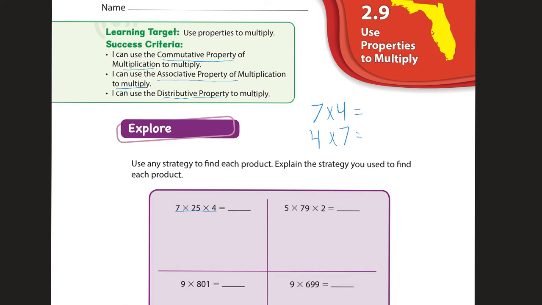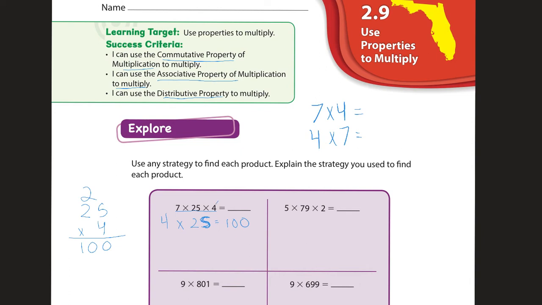I'm going to start with 25 times 4. Now I can do 25 times 4 and think about 4 quarters. I know that 4 quarters is $1 or 100 cents. But if I didn't know that, I could say 4 times 25, and then I could multiply it going like this. Or I could do 4 times 20 and then 4 times 5 and then add those together.